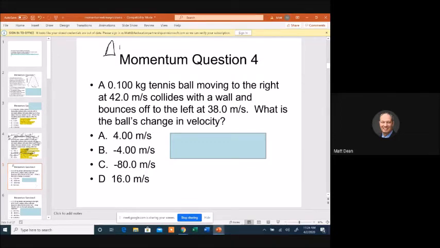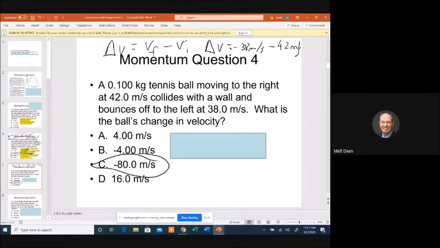Remember, change in anything is its final minus its initial. What you've got to realize here is that the final velocity is moving to the left. So that means the final velocity is negative 38, because it's going to the left. The initial velocity was positive 42. It's moving to the right. So final velocity, negative 38, minus initial velocity, positive 42. When we subtract those, negative 38 minus 42, we end up with negative 80 meters per second for the change in velocity.